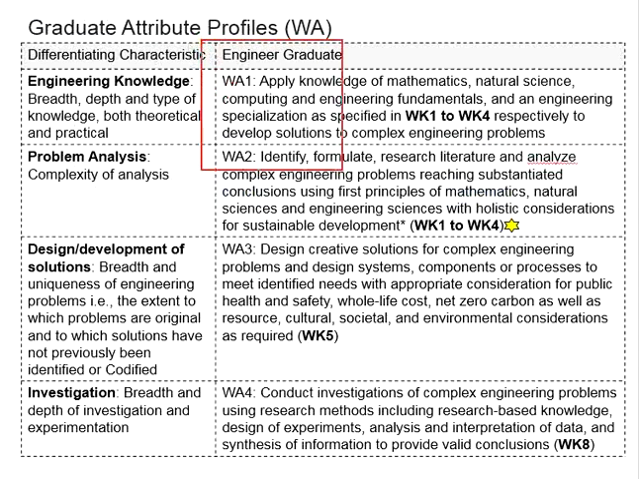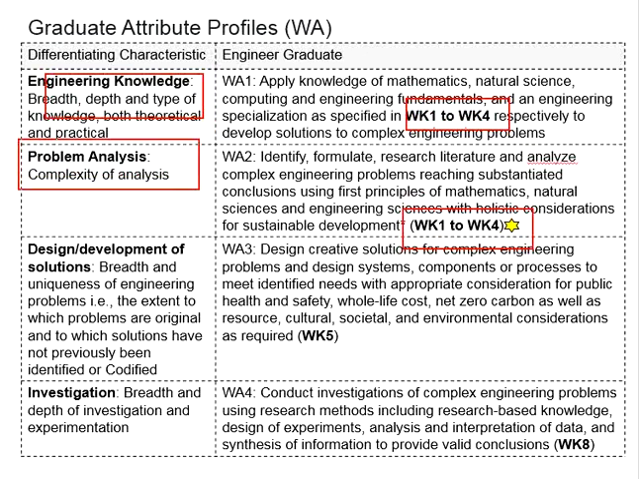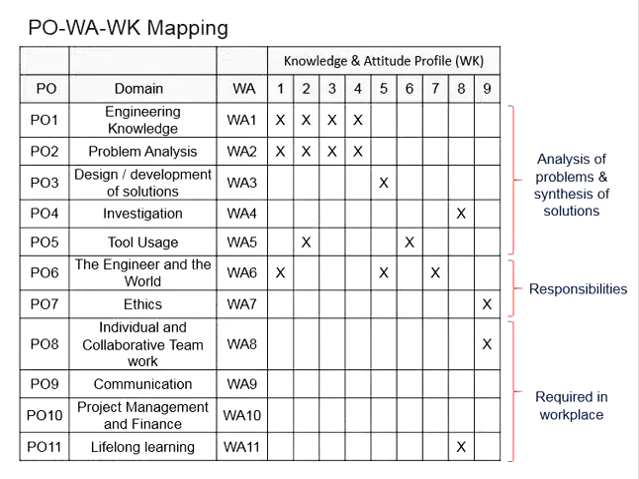Now coming back to graduate attributes, they have linked the graduate attributes to the knowledge profiles, and you will see different graduate attributes referring to different knowledge profiles. To make it simple, let us look at the mapping here. We have 11 graduate attributes. These 11 graduate attributes shall ultimately become the 11 program outcomes.